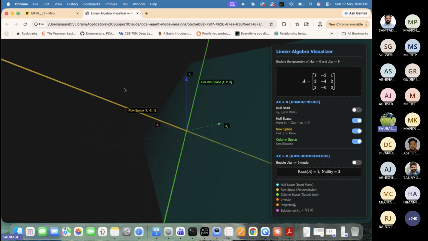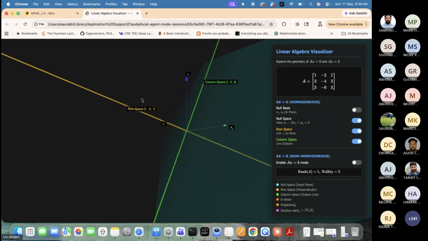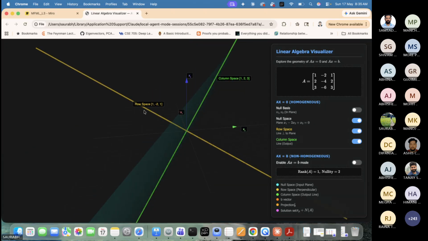The image HTML, I see nullity is 2 and rank is 1, right? Sir, how can we distinguish nullity as two units? Because I see only one plane, right? Right. Whatever color is being shown in this particular example.